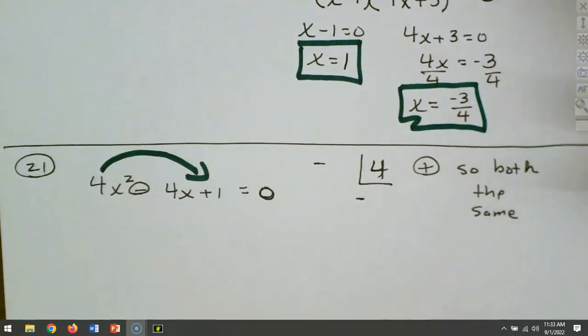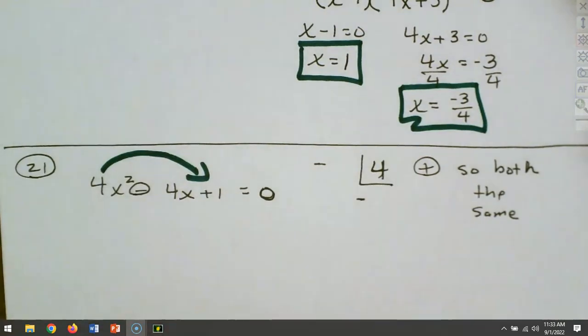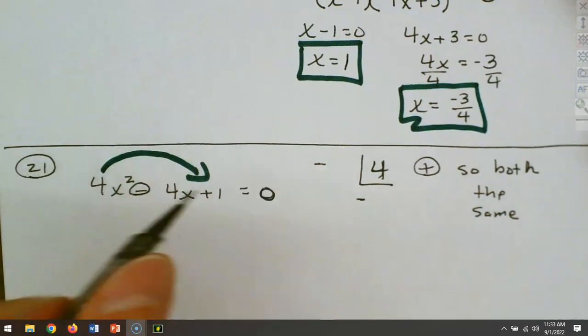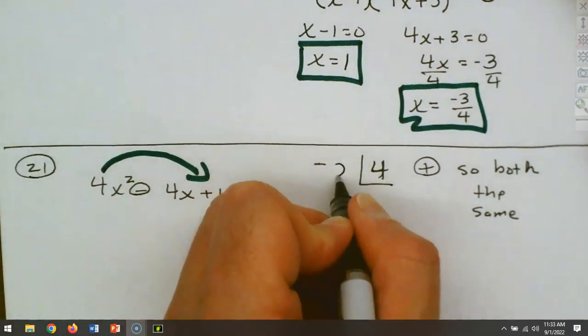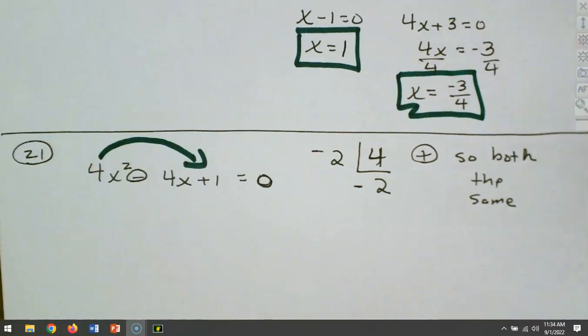The only one that's going to work is going to be what? What two numbers would work? That won't work. How about 2 and 2? Does 2 and 2 work? Because 2 times 2 is what? 4, right? And 2 plus 2 is also what?